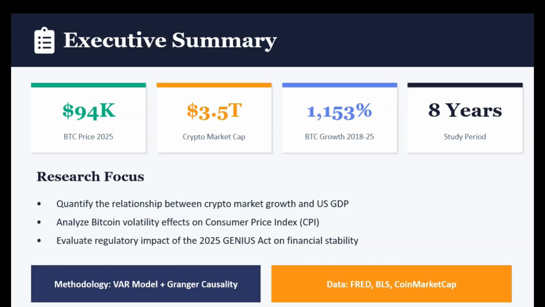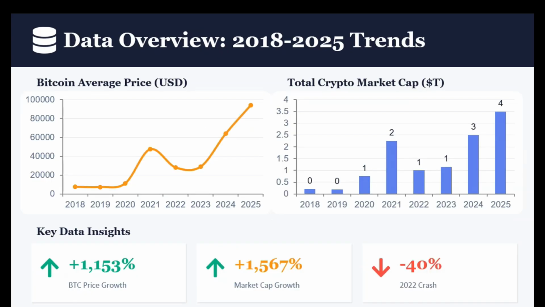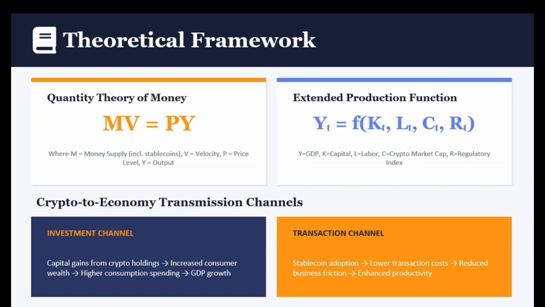So let us look at the model. The first model will be the quantitative theory of money. The second model will be an extension of the production function, where C will be the crypto market, capital, labor, and GDP. So as long as I have this Y, it will substitute for the Y which is here.